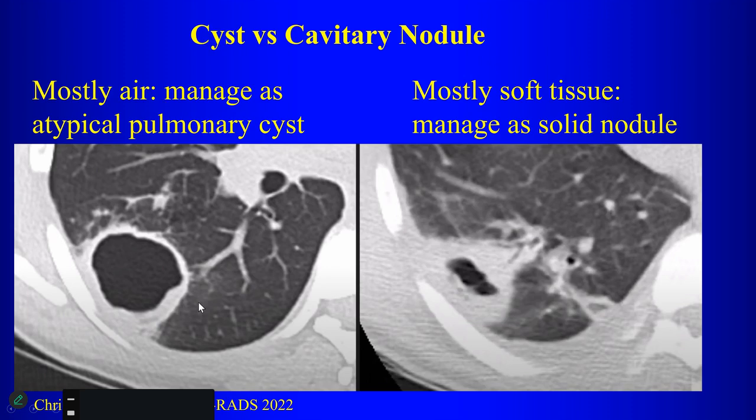Mostly air. If it's mostly air, it's managed as a cyst. But if it is mostly solid, this is not an atypical pulmonary cyst. This is considered a nodule. This you would manage as a nodule. Okay? So this would go in your nodule category. This would go in your atypical pulmonary cyst category.